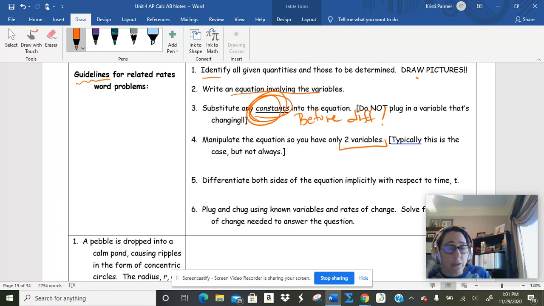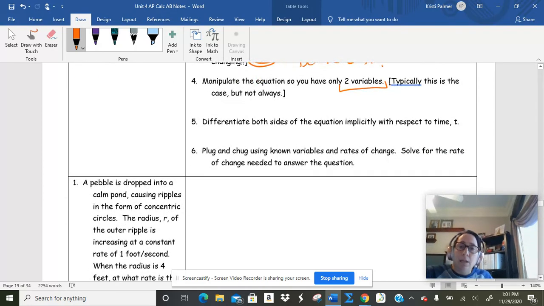Usually you will only have 2 variables, but sometimes you're going to have to use some tricks that we'll talk about. Then you can differentiate implicitly, usually with respect to time. Plug and chug and solve.